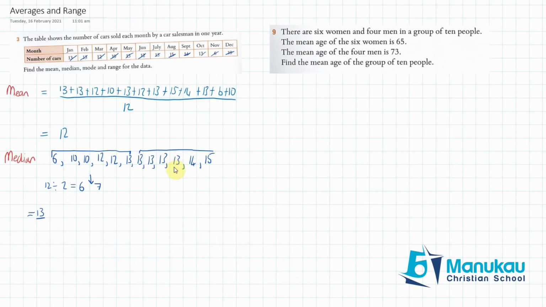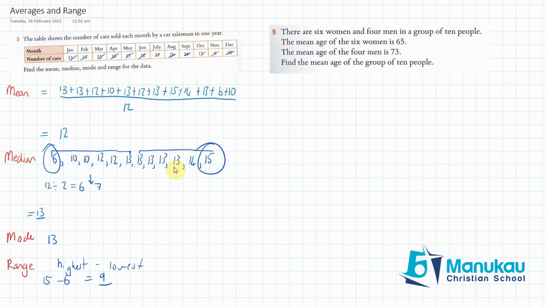Now, the next thing is the mode. The mode appears the most in the data. When we wrote it out for the median, I could see that I had quite a lot of 13s. So my mode is 13, because that appears the most times. The final thing that we need to be able to do is our range. The range is highest minus lowest. We've got a 15 here, we've got a 6 here. So it's going to be 15 subtract 6, which gives me 9. My range is 9.